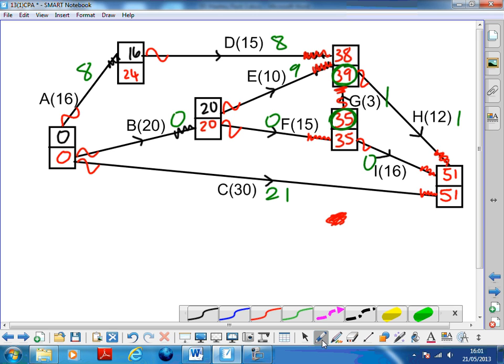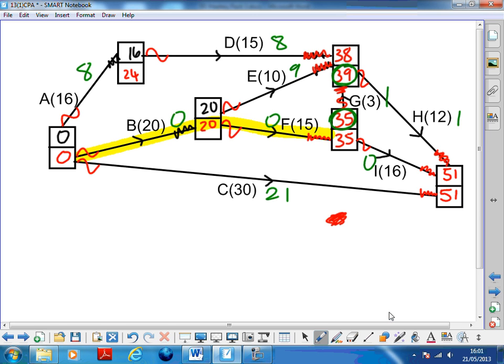So critical path is B, and then F, and then I. B, F, I. That's all the critical activities. B, F, I is the critical path.